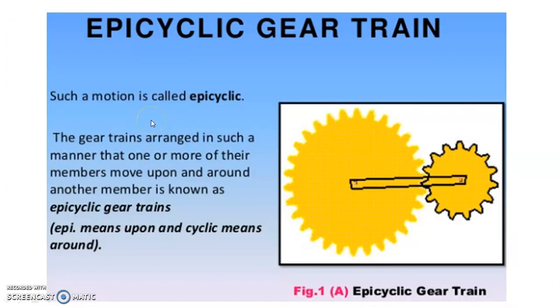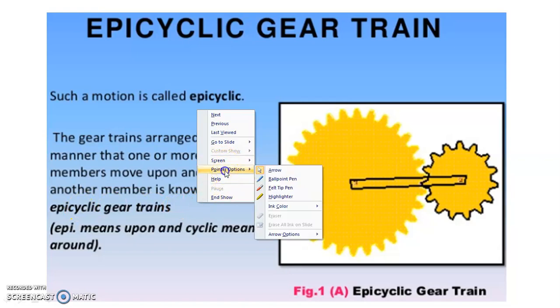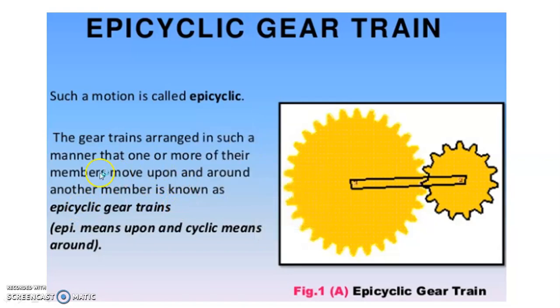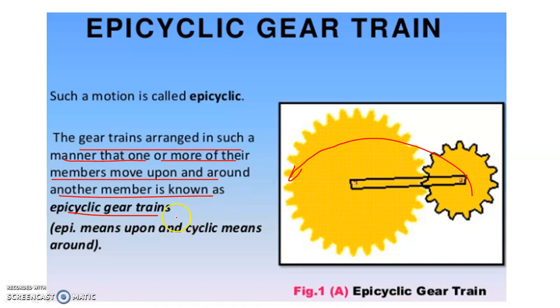Such motion is called an epicyclic motion. The gear train arranged in such a manner that one or more of their members move upon and around another member is known as epicyclic gear train. So this is an important point here. So this gear will move like this around this gear. So this is the concept of epicyclic gear train.